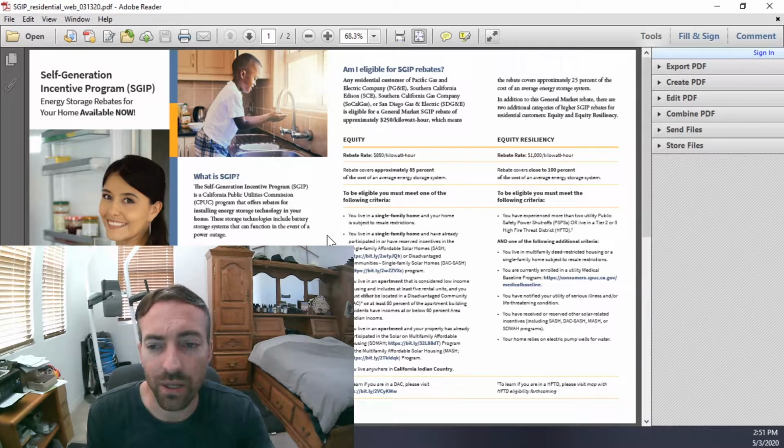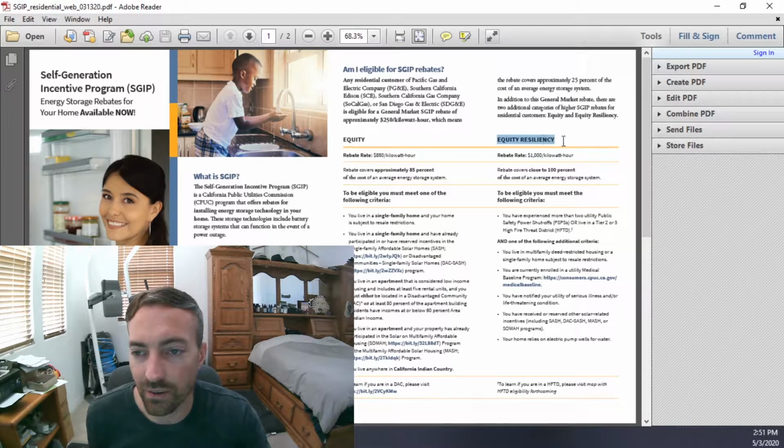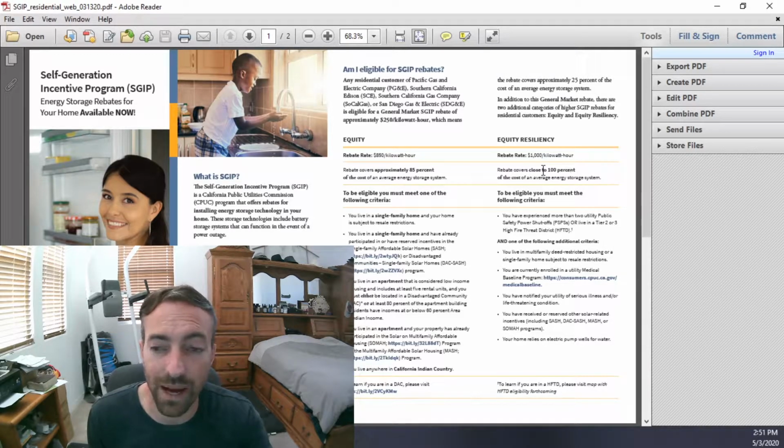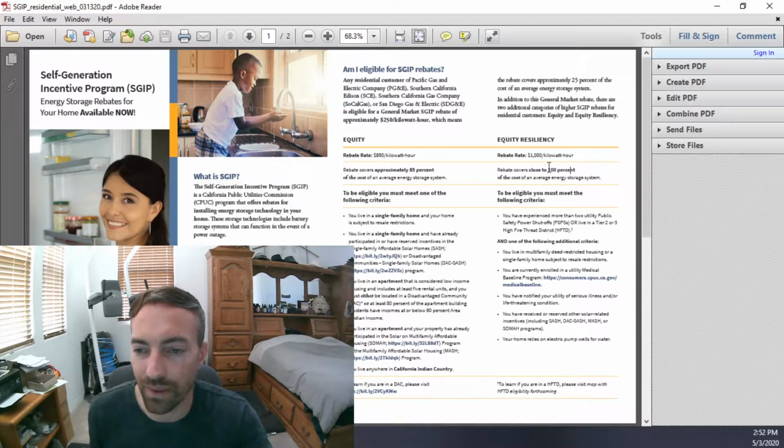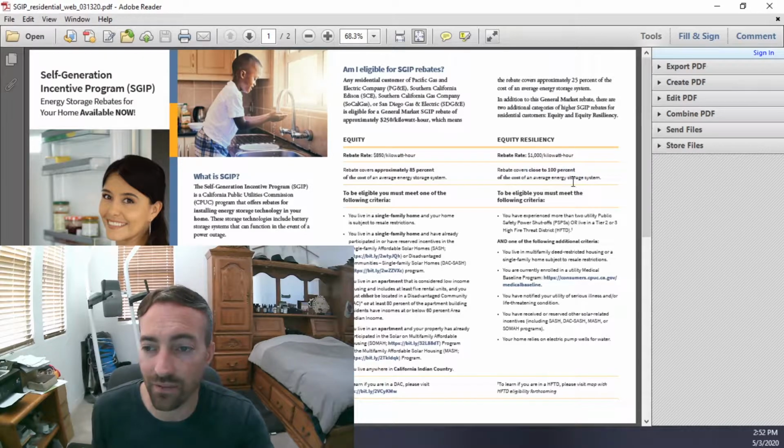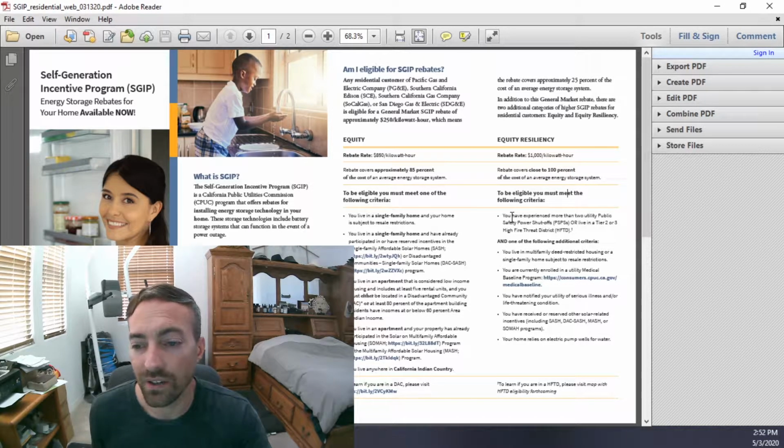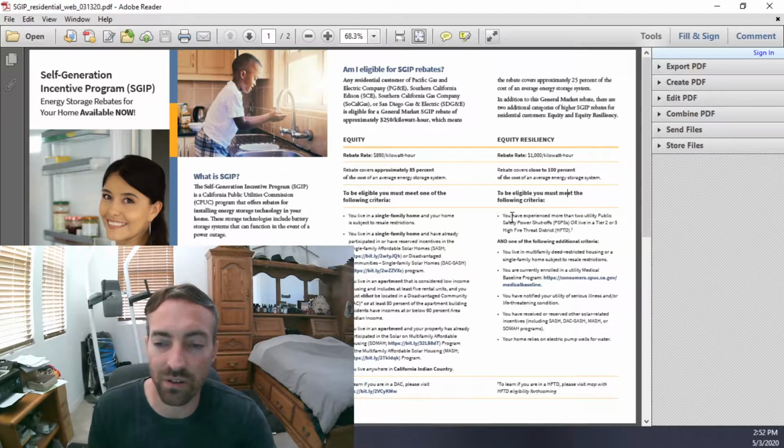But the home equity resilience rebate, as you can see here, instead of 25 cents a watt, or $250 a kilowatt hour, you get $1,000 a kilowatt hour. That's a dollar a watt. That means if you get a 13 kilowatt battery, you get about $13,000. So basically it pays for close to 100% of the cost of an average energy storage system installed and permitted and everything. So this is pretty amazing, and it does depend on the size of the inverter, the size of the system.